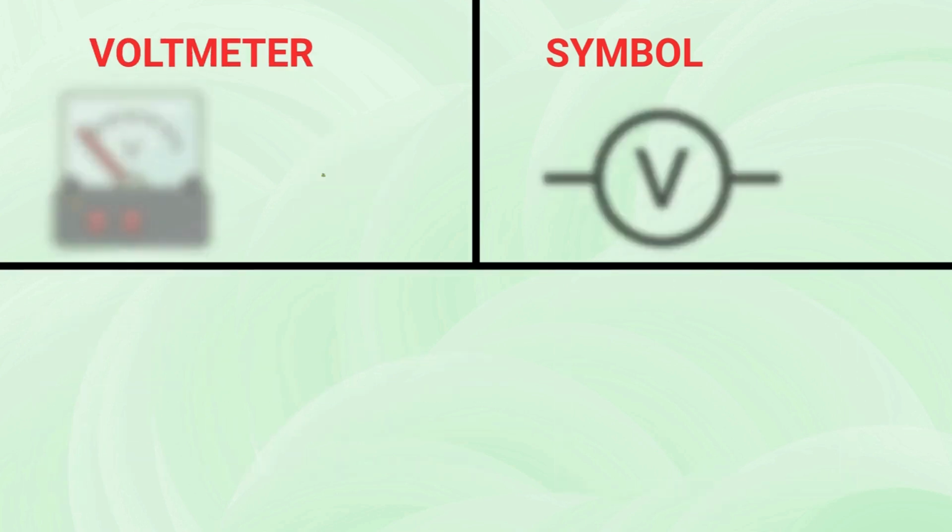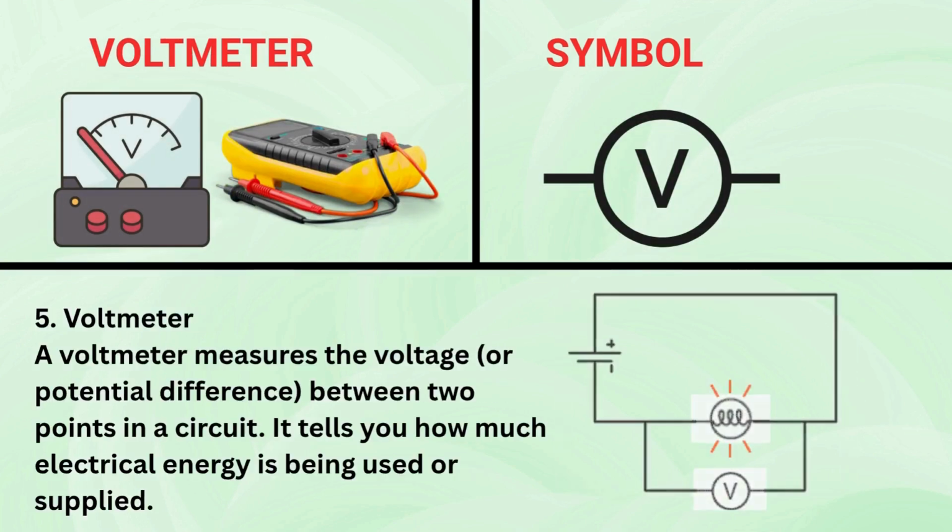Five, voltmeter. A voltmeter measures the voltage, or potential difference, between two points in a circuit. It tells you how much electrical energy is being used or supplied.